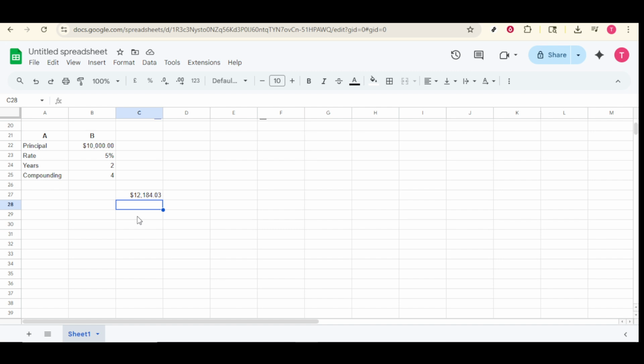Understanding and utilizing compound interest through Google Sheets makes managing investments more intuitive, allowing you to forecast potential growth with confidence. So go ahead, experiment with different numbers, and observe how this powerful financial principle can work in your favor over time.